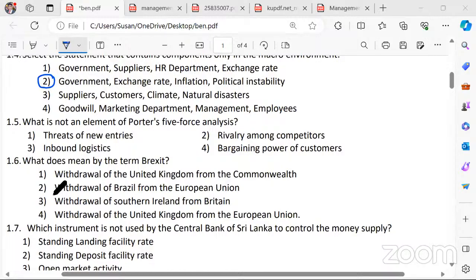Competitive rivalry, supplier power, buyer power, threat of new entry, threat of substitution. Yes, that is good. There is a small correction.